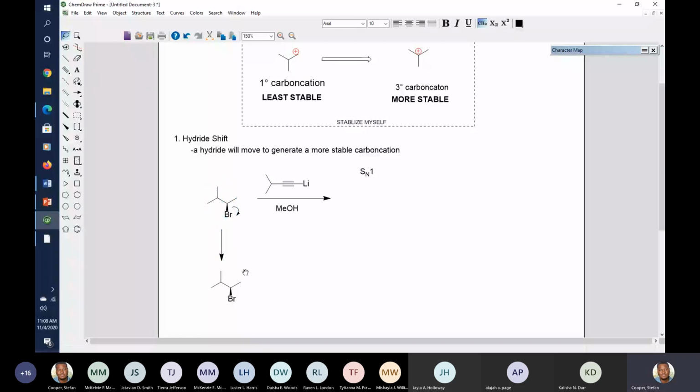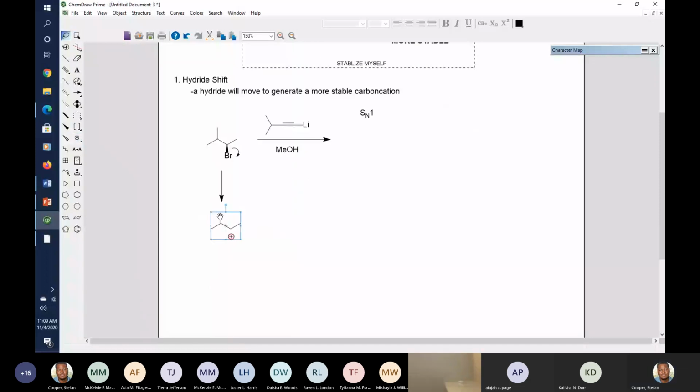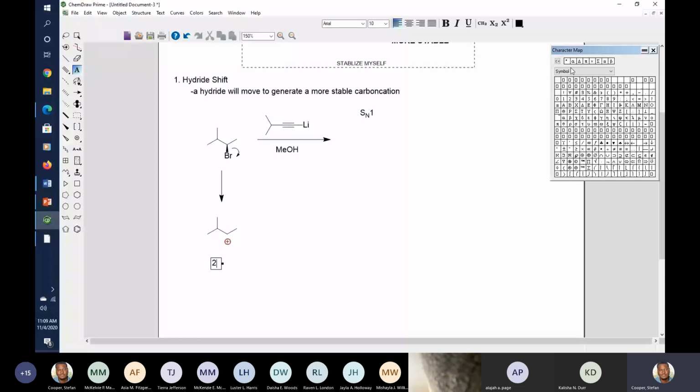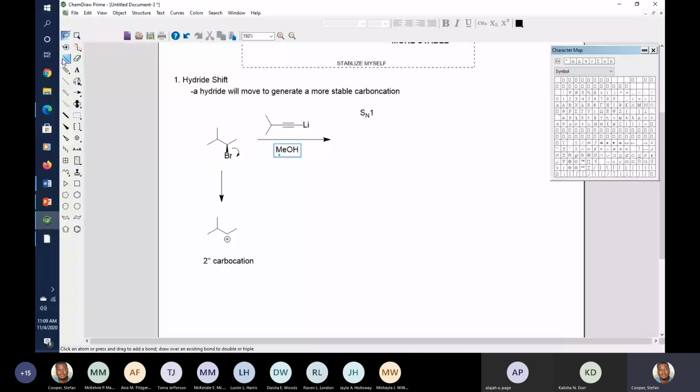You should generate this intermediate here, right? And if you have to classify this carbon cation, what would you tell me it would be? Secondary. Yep, this is a plain old secondary carbon cation. All right. And I always told you guys beforehand to beware of rearrangements. In this case, there are neighboring hydrides.